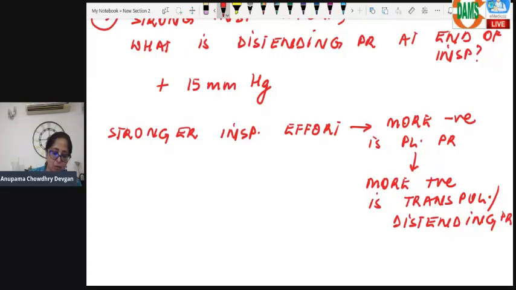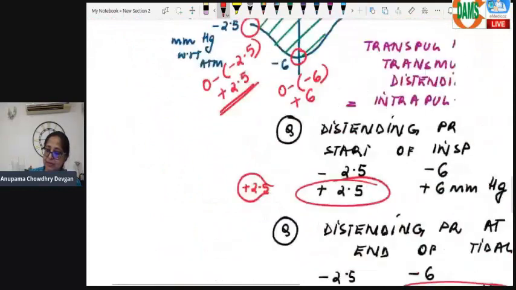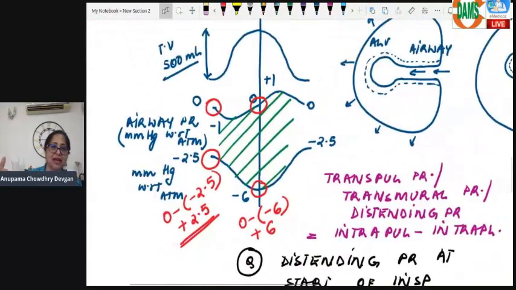Please see this graph once again. I've tried to show you both the airway pressure as well. Airway pressure 0 before inspiration, minus 1 in early stages of inspiration, 0 at the end of inspiration. Plus 1 in early stages of expiration, 0 at the end of expiration. Pleural pressure minus 2.5 at the start of inspiration, minus 6 at the end of inspiration, back to minus 2.5.